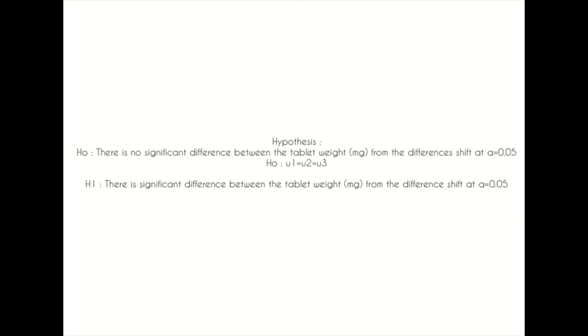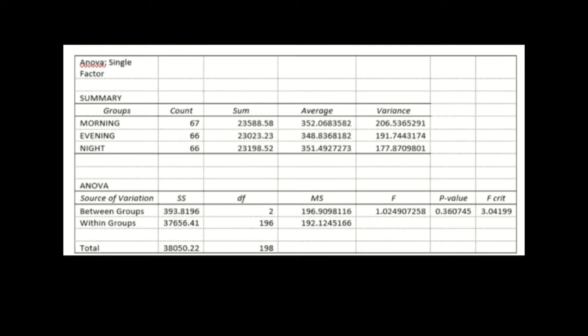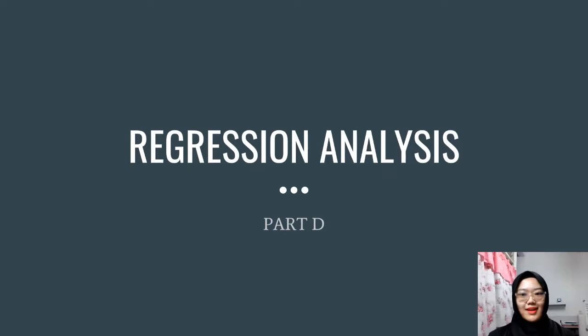From the Excel output, we will reject H0 if p-value is less than alpha. After some calculation from the Excel output, we found that p-value is 0.360745, which is less than alpha, which is 0.05. Hence, we accept H1 and conclude that there were no significant difference in tablet weight in mg from the different shifts at alpha 0.05.